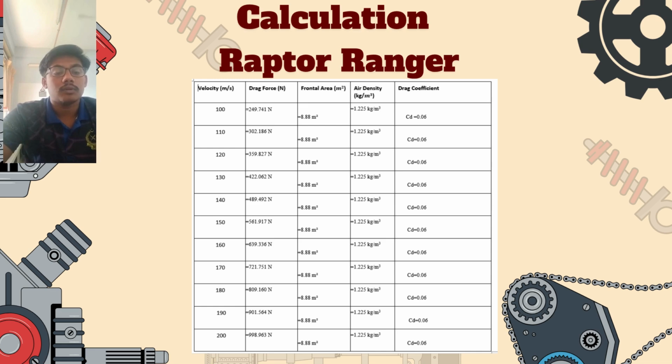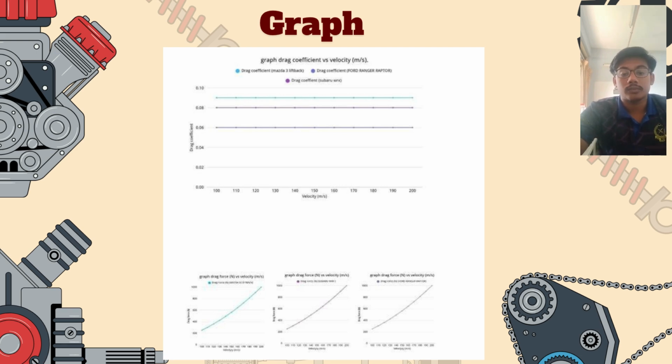For the calculation for Raptor Ranger, the different velocity gives different drag force, but the frontal area, air density and drag coefficient are the same until velocity 200. Through the graph, drag coefficient versus velocity. As we saw in the previous slides, we got calculations for Raptor Ranger, for Perodua Myvi, for Mazda 3. Okay, we can see the drag coefficient is all the same for all different velocities up to 200.